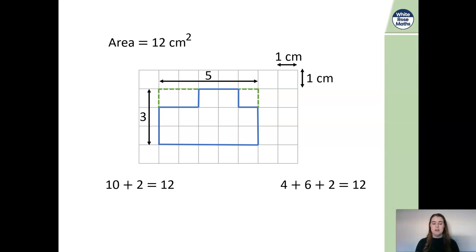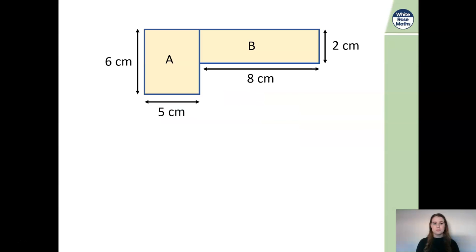So 3 multiplied by 5 was going to give us 15. However, what we have done is we will need to subtract 3. And you may be thinking, well, why do I need to subtract 3? Well, if you look closely, we actually added 3 additional squares when we made our new rectangle shape. Therefore, those 3 don't count as part of this compound shape. Therefore, we need to remove the additional squares that we added. So 15 take away 3 would give us 12.